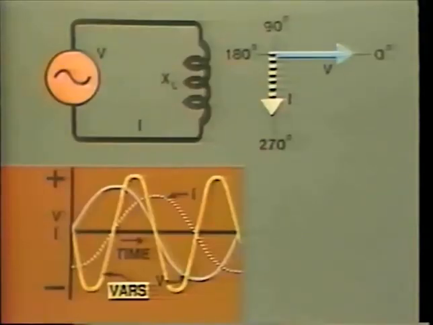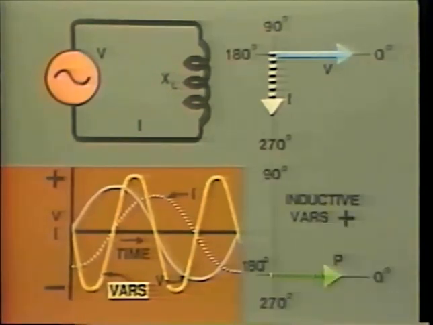So we give it the name reactive power, or volt-amperes reactive. This is abbreviated as VAR, or simply VARs. Let's look at this on a vector diagram. By convention, active power is drawn at 0 degrees.